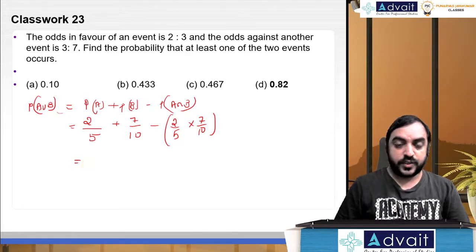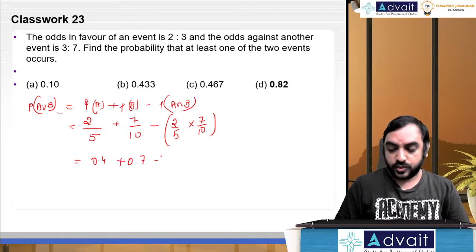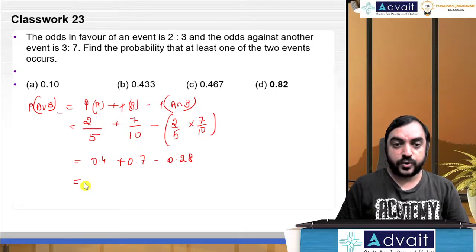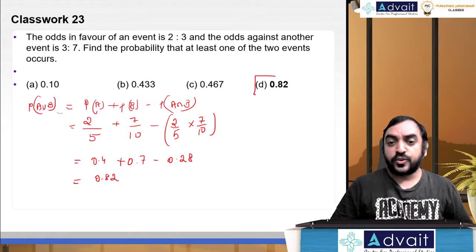2 by 5 is 0.4. This is 0.7. 2 by 5 into 7 by 10, 0.28. So this should give you 0.4 plus 0.7 minus 0.28, 0.82. So 0.82 is the answer.